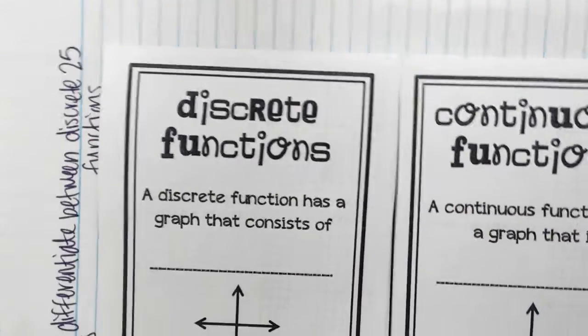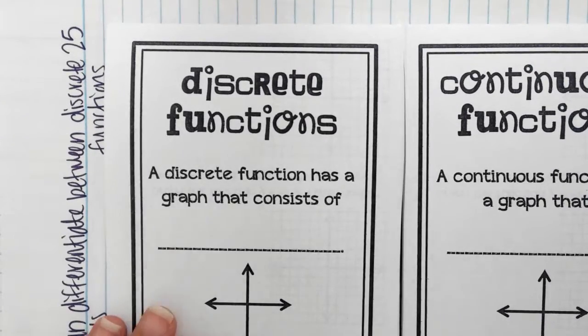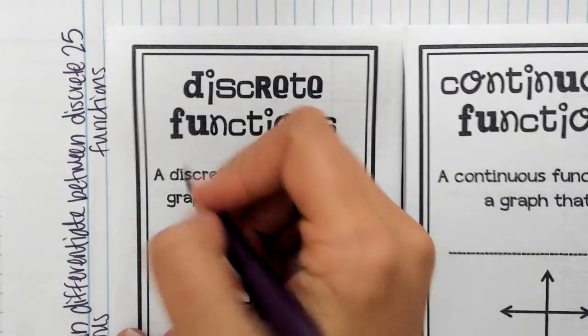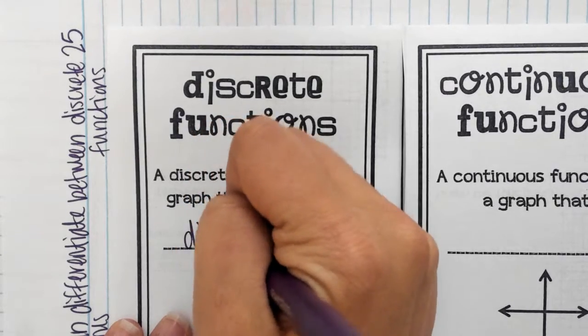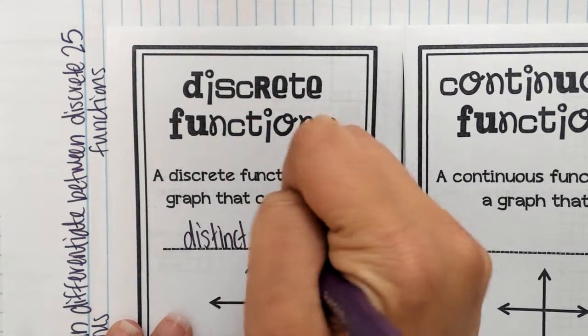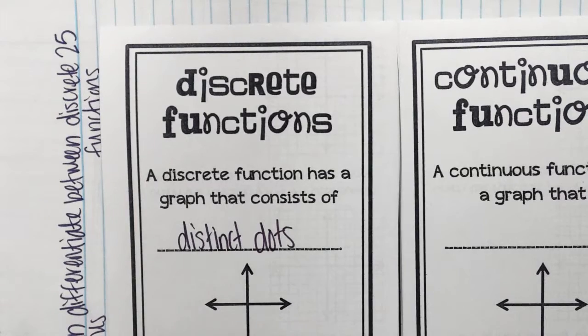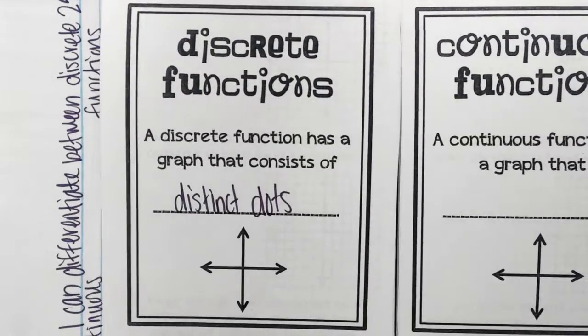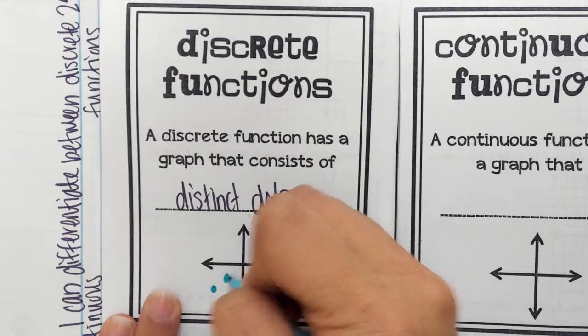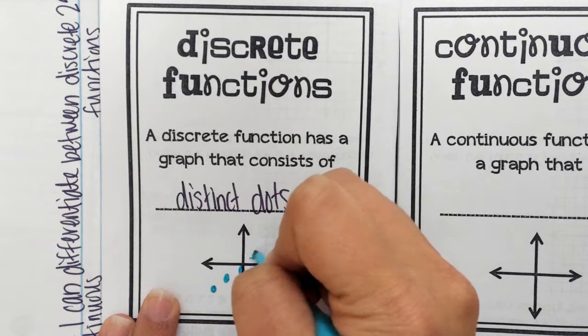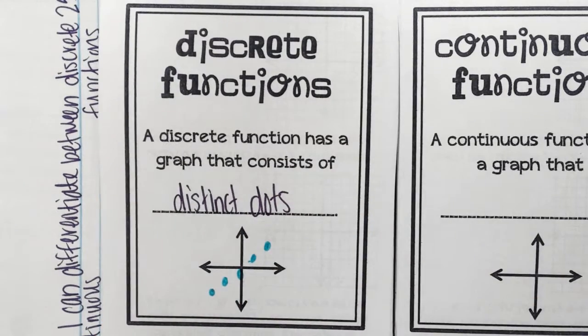Discrete means one thing after another, and it's counting things. They're not connected, and your graph looks like distinct dots. It's a set amount each time. So your graph, instead of being a connected line, like most of our graphs have been, it'll be dots that form a pattern but aren't connected. Like that.